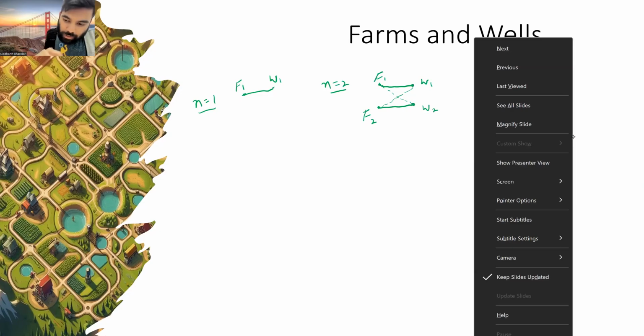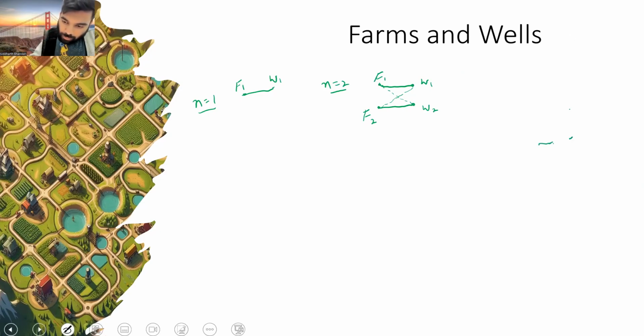So let's go ahead for n equal to 3. Sorry about that. I think every time I touch the screen, it seems to take it as input. So n equal to 3. Now there are 3 farms. I understand now what is happening. I cannot put pressure over it, otherwise it.